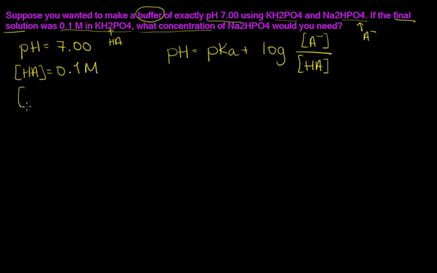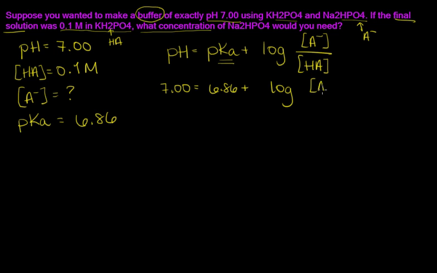Okay, so we have to look up the pKa because it's the last piece of information. This is always a given unless you're trying to solve for it. But generally, this will be given to you, or you look it up. And the pKa here is 6.86 for this phosphate buffer that we are making. So now we just plug and chug. 7.00 equals 6.86 plus the log of concentration of A minus, we have no idea what that is, over concentration of HA, which is 0.1 molar.